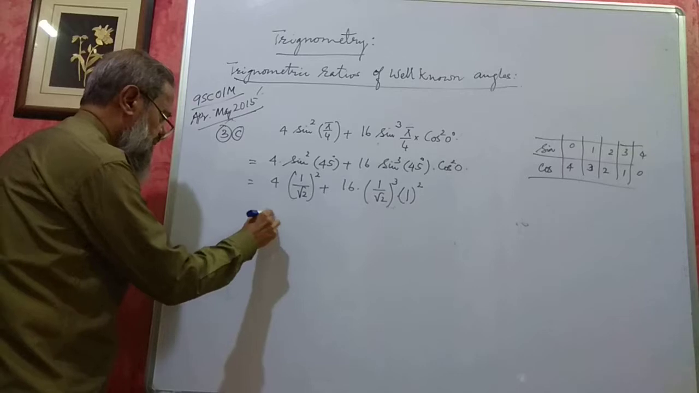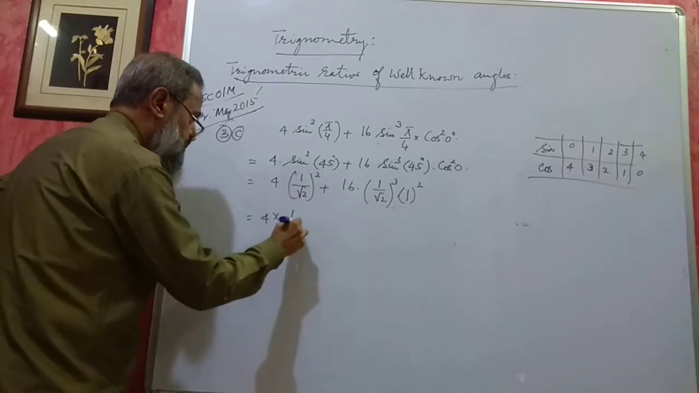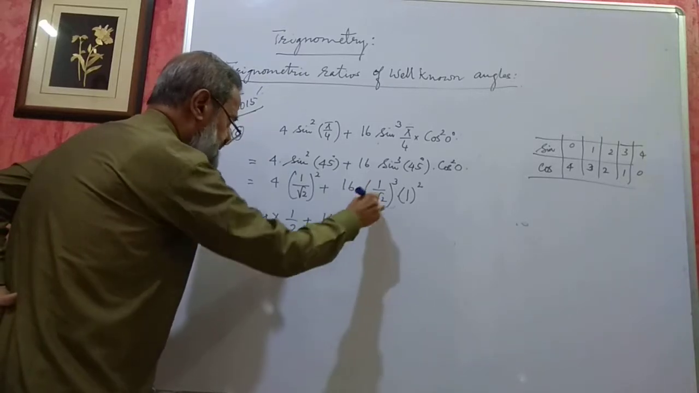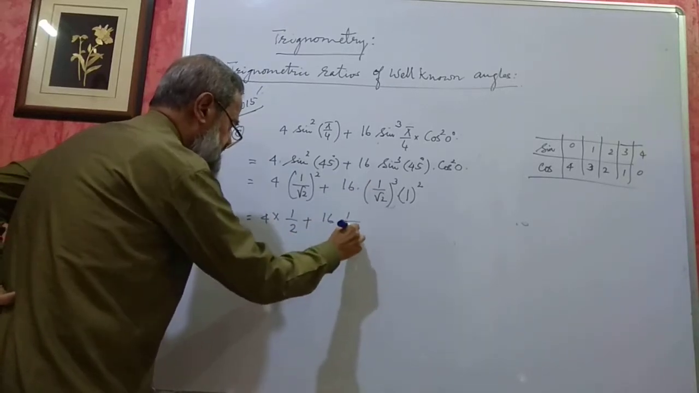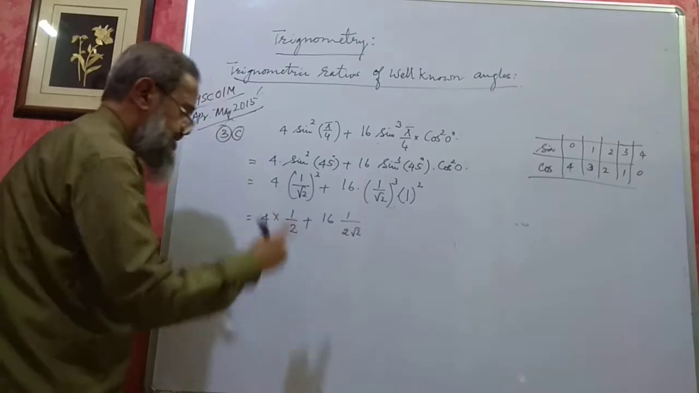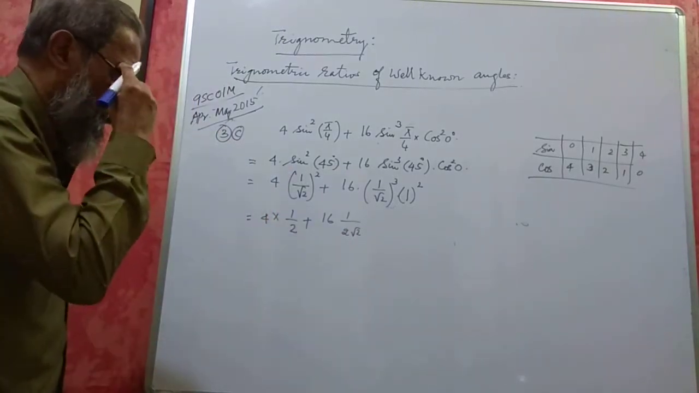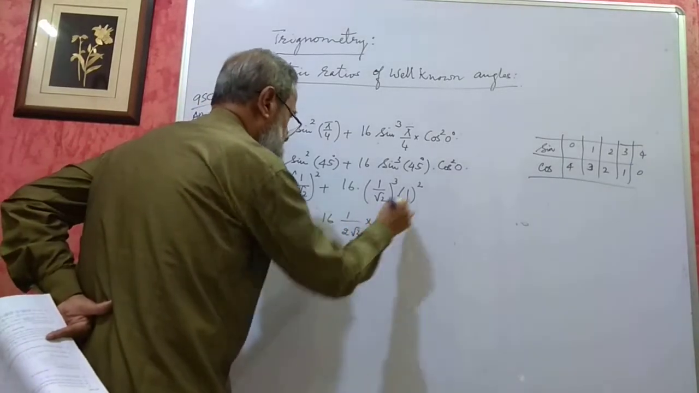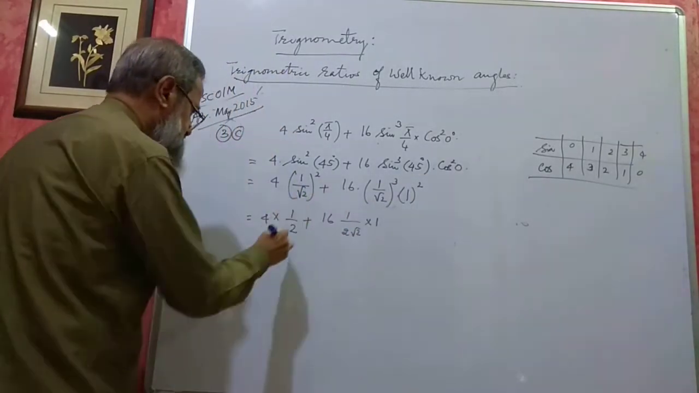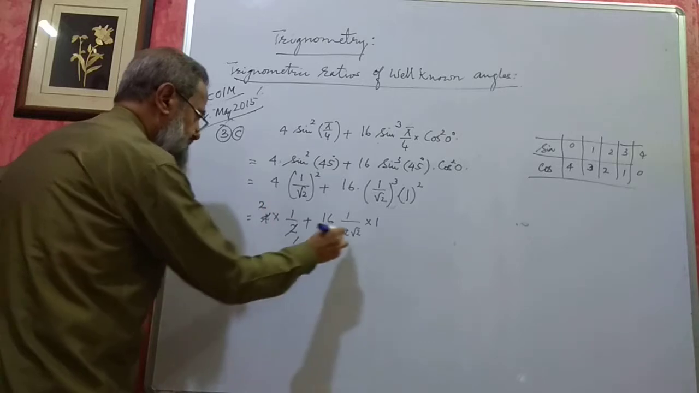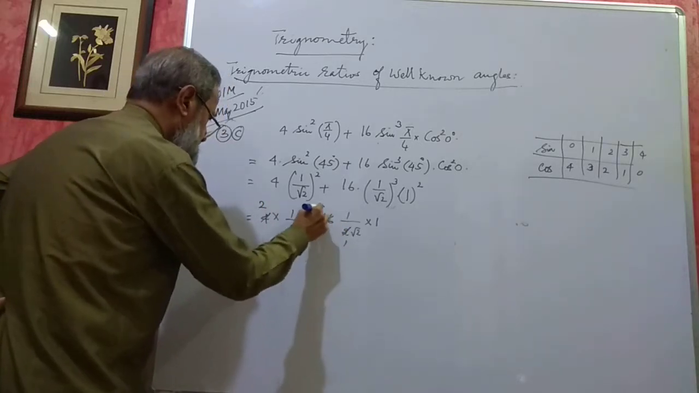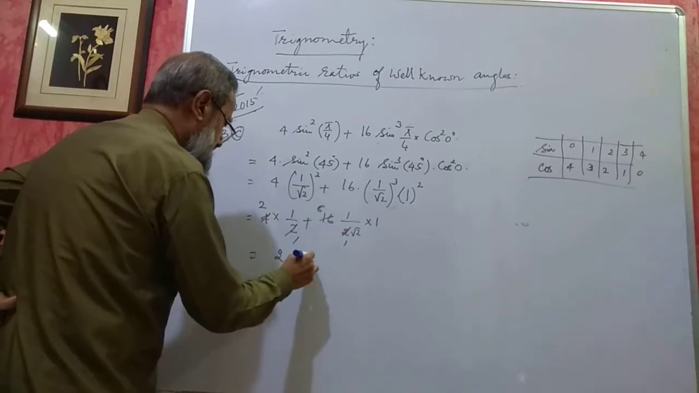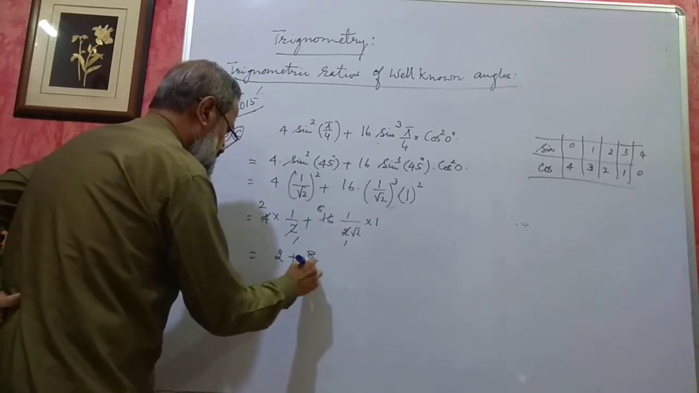So this will be 4 into square of this will be 1 by 2, plus 16, this will be 1 by 2 root 2. Root 2 cube means root 2 into root 2 into root 2. So that will be 2 root 2 into 1. 1 square will be 1 only, that doesn't matter. 2 1s are 2, 2 2s are 4. 2 1s are 2, 2 8s are 16. So it will be 2 plus 8 by root 2.